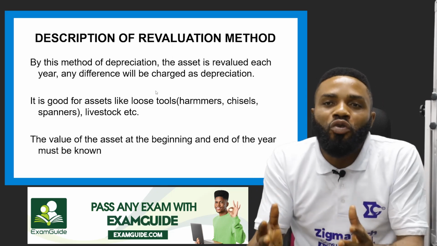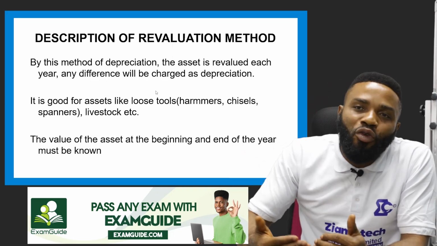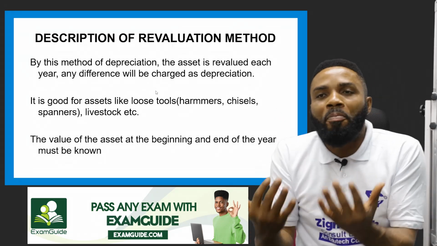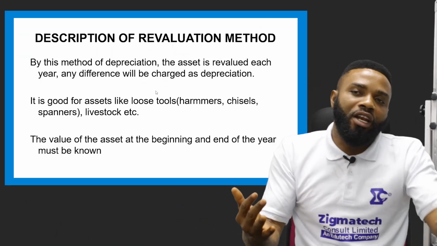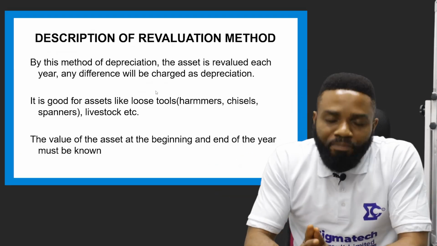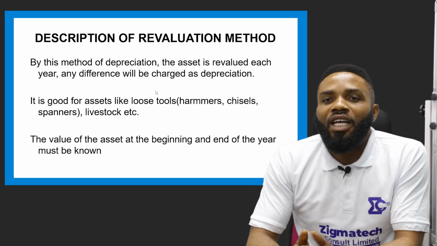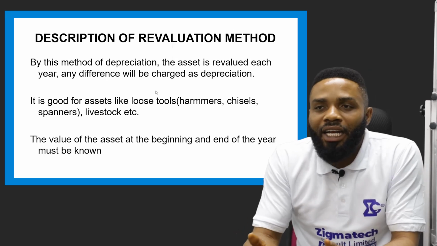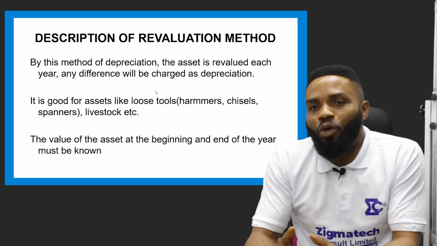But what we usually do is that we have to reconsider their value, compare what it is with what is obtainable in the market. And then the difference will now become the depreciation. We said the value of the asset at the beginning and the end must be what? Must be known.